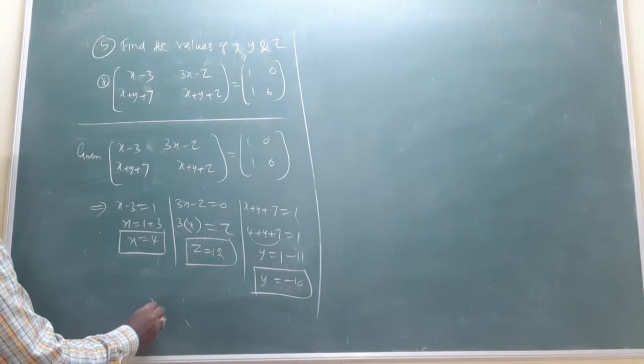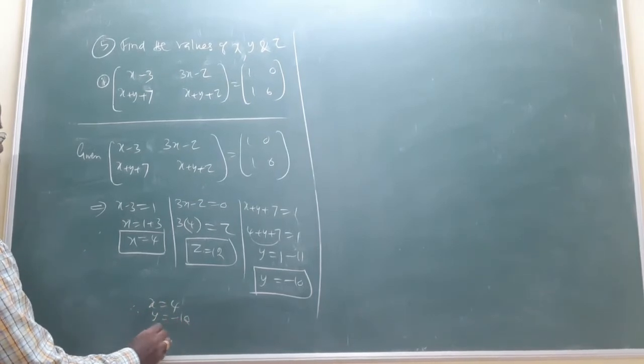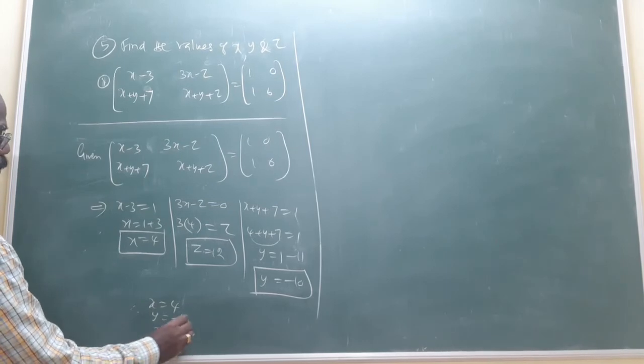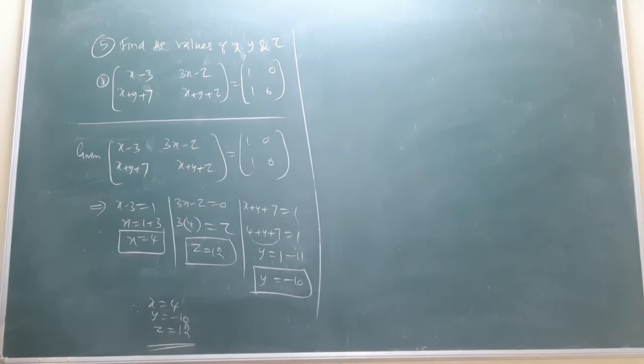Therefore, the answer is x equal to 4, y equal to 0, z equal to 12. What is asked? x, y, z is asked. X value is 4, y value is 0, z value is 12. That is the answer.